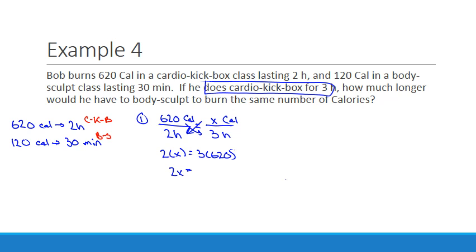Again, there are shortcuts though. If you're like, Mr. Troy, why would I want to take all that time when I simply know I can multiply the 620 times 3 and divide by 2? Hey, do it then. If you understand that logic, go for it. So in 3 hours, we know this dude's going to burn 930 calories. What we're wondering is how long you have to do the body sculpt class to burn the 930 calories again. Now it says how long, right?